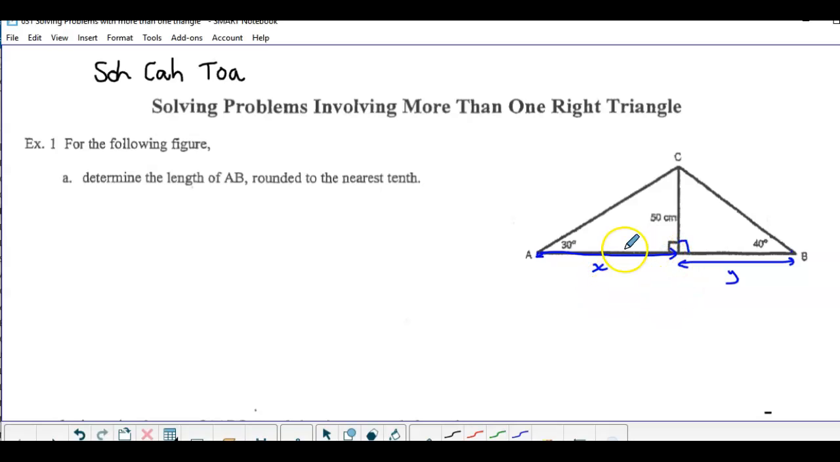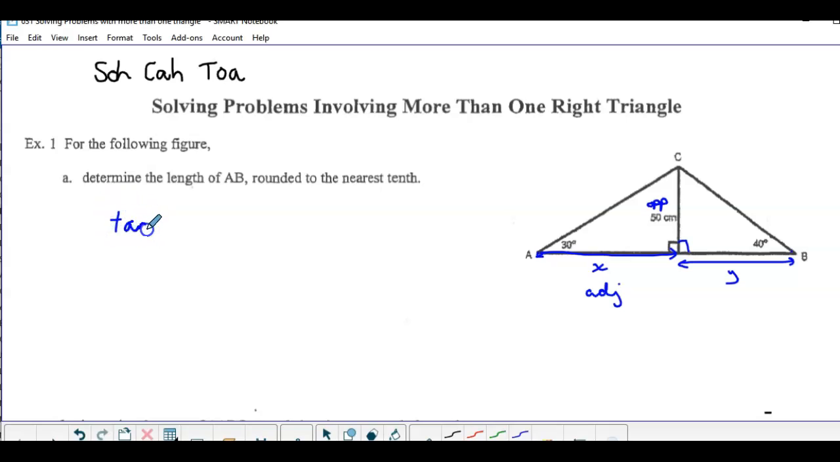So take a look at your right triangles. Remember, you need to know two sides to get an angle. You need to know an angle and a side to get another side. So in this case, we know a side and an angle, as well as obviously the 90 degrees. So that means we can find X. X is touching the 30, so that's your adjacent side. And the 50 is the opposite. So opposite over adjacent is tan.